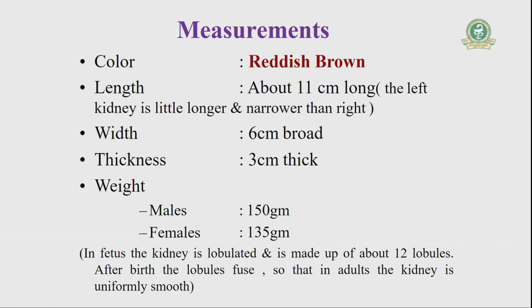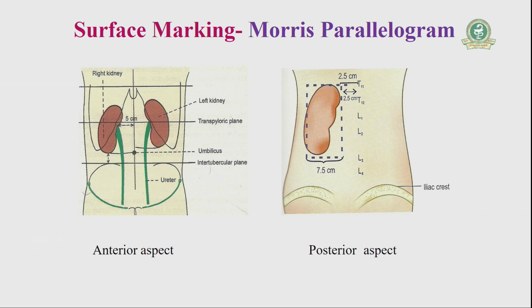In the fetus, the kidney is lobulated and is made up of about 12 lobules. After birth, the lobules fuse so that in adults the kidney is uniformly smooth. Surface marking: left kidney, right kidney, and we can see the middle part, medial border, lateral border.